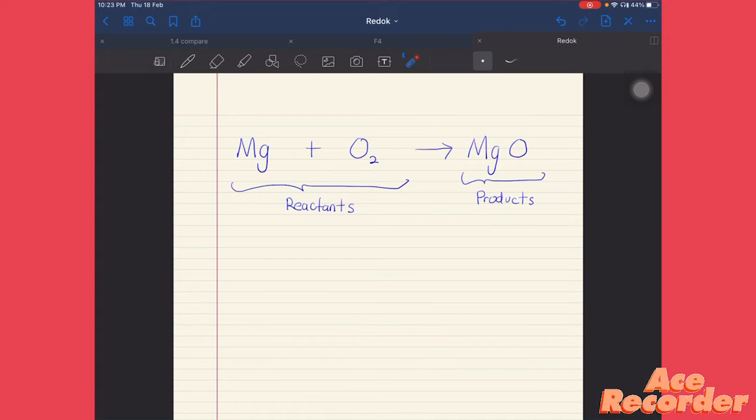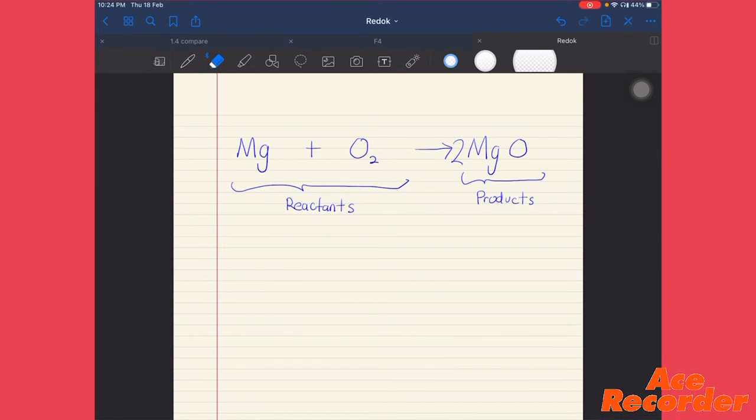For example, Mg here is 1, Mg here also 1, so it is balanced. Oxygen here is 2, but oxygen on this side is only 1. Therefore, I need to put 2 to make sure it is balanced. But again, I cannot change the subscript here. So therefore, I put the 2 in front.